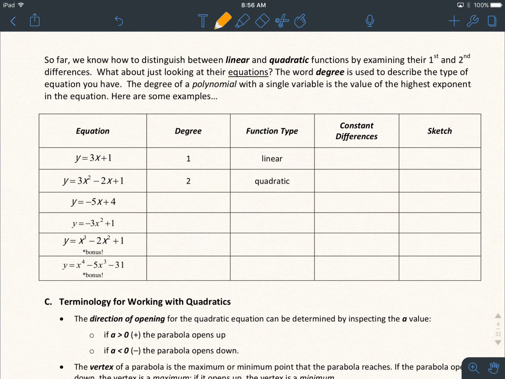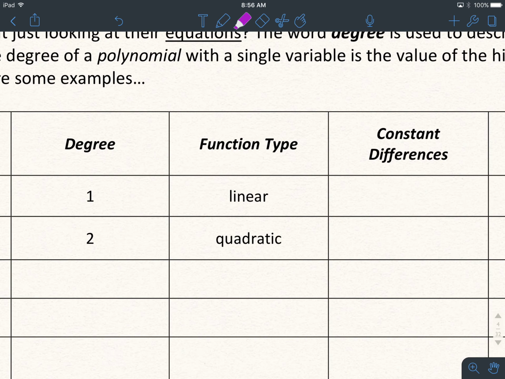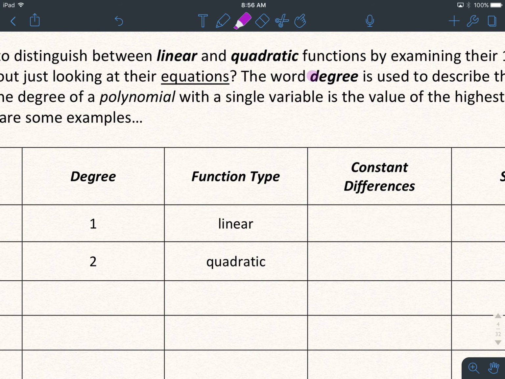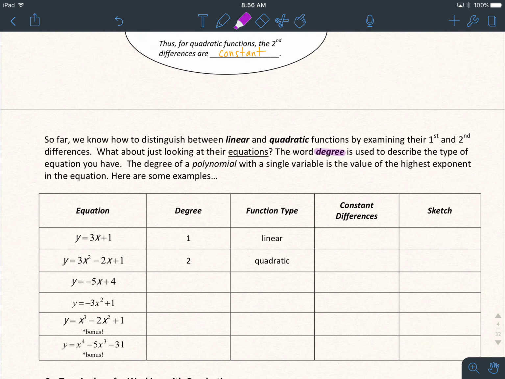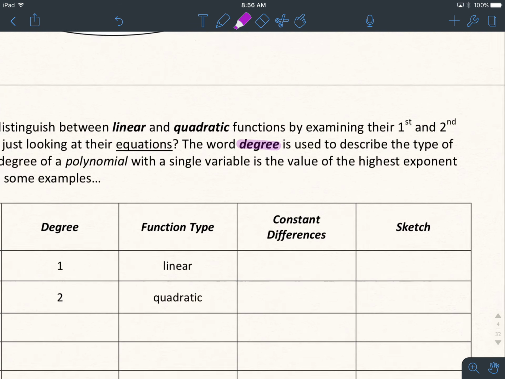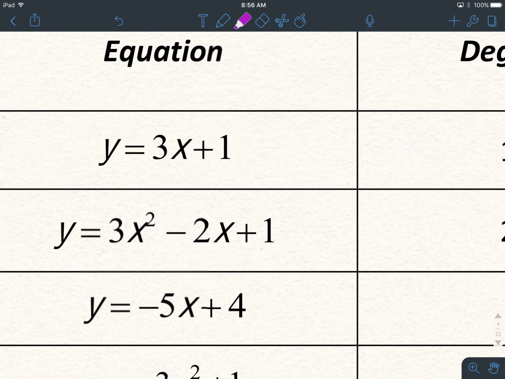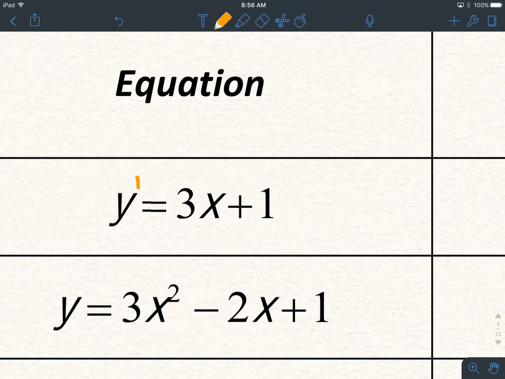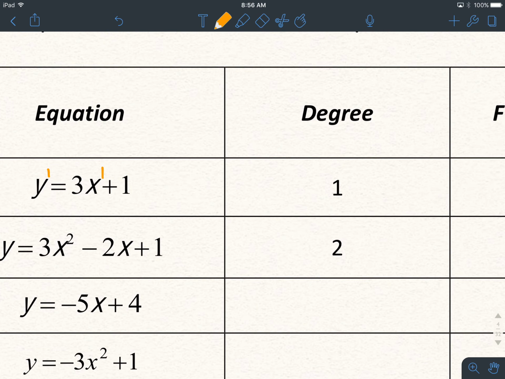Another way to tell equations apart is by looking at what they call degree. Now we're not going to do this whole table because it lends itself really well to a nice classroom discussion, but it's not essential for what we're doing. The word degree is used to describe the type of function that you have. And the degree of a polynomial is determined by the value of the highest exponent in the equation. So if we look at something like y equals 3x plus 1, that's the one that we just did, we'll notice that the largest exponent on any of the variables is just going to be 1. So that makes this a degree 1 function.